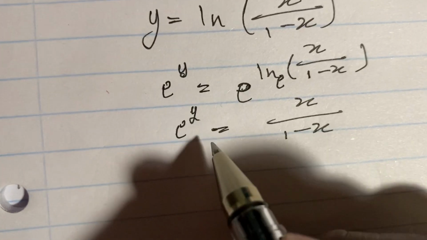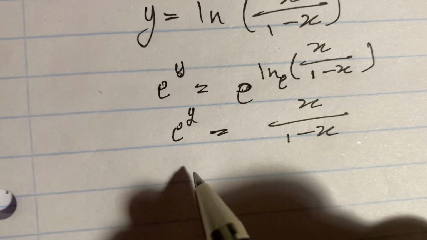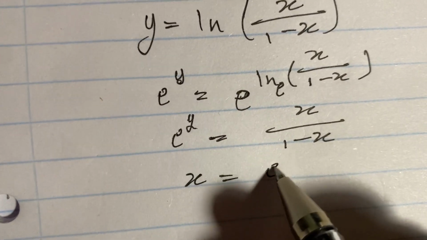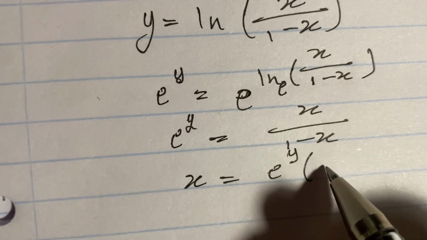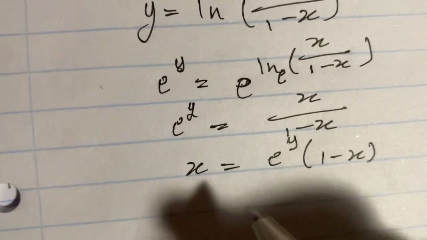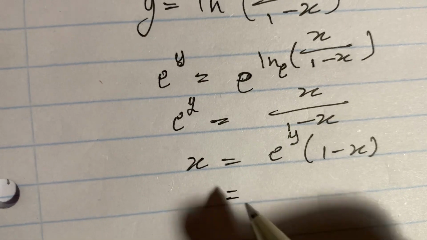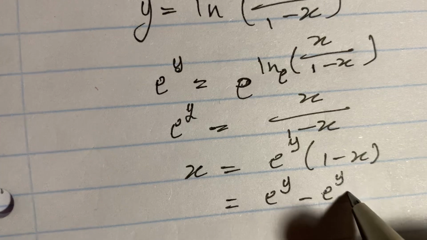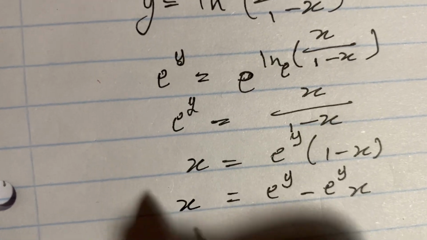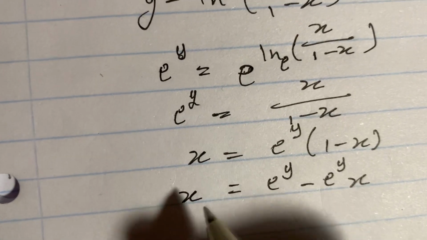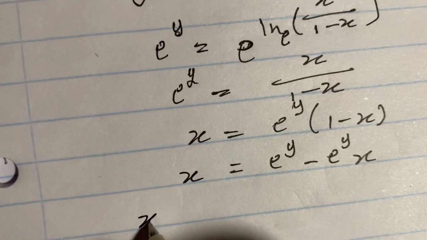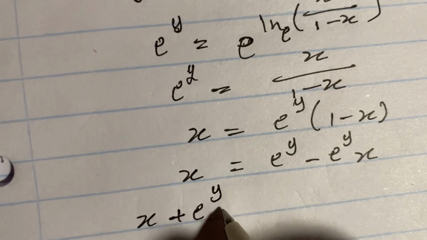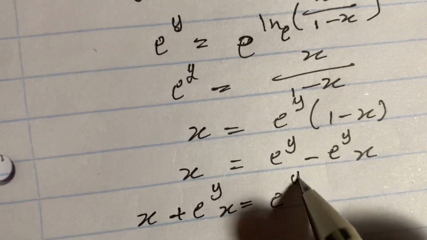So what you do in this scenario, you just cross multiply. Simple. So you have x equates to e to the power of y, open bracket 1 minus x. Now you can just distribute this in. So you have e to the power of y minus e to the power of y x. You still have x this side, so just take this one to this side to take x as a common factor. So you have x plus e to the power of y x equates to e to the power of y.